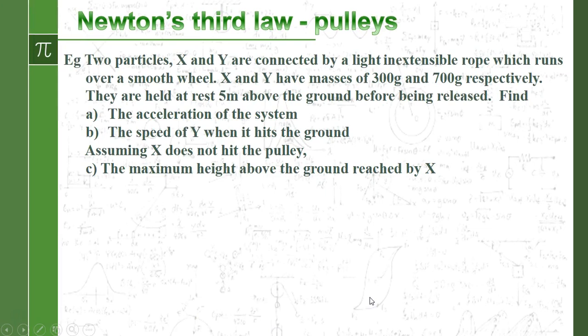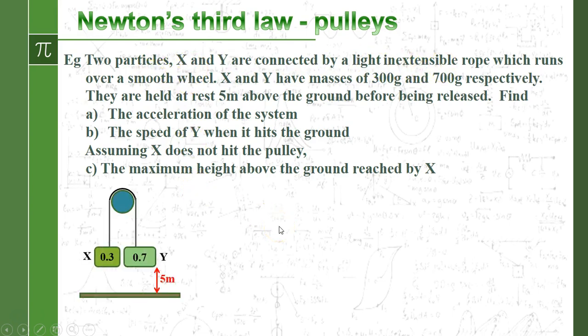What we just had was a fairly straightforward question. Now let's go for one that's got a whole world of other issues going on as well. So we've got, in the first example, a particle that was on a horizontal surface and something dangling over the end. Here we've got two particles connected by a light rope which runs over a smooth wheel. So they're going to look like that.